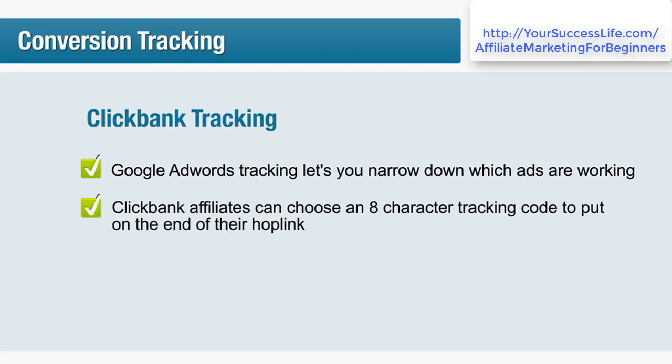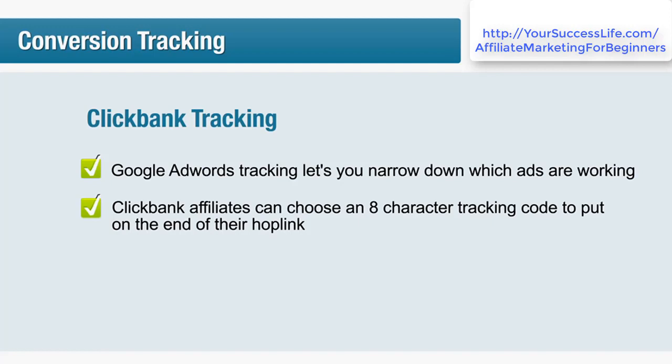Clickbank affiliates can choose an 8-character tracking code to put at the end of their hop link. The code you create might represent a particular keyword group, for example, so that when you view your Clickbank analytics, you can see every sale resulting from that particular ad. For instance, you might choose to assign the ID Quit0988 to your Quit Smoking ad group and the ID Stop0998 to your Stop Smoking ad group. Then you can log into Clickbank, go to Reporting, Analytics, and see how many sales came from each ad group.